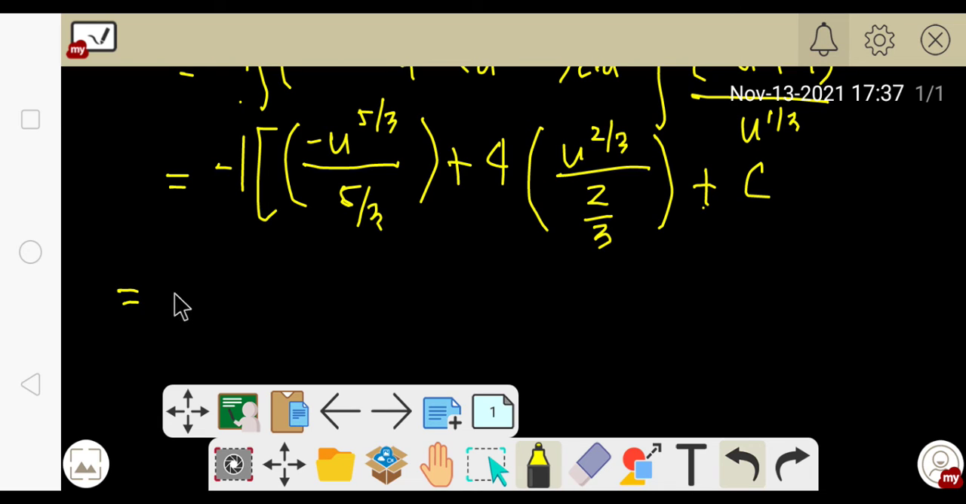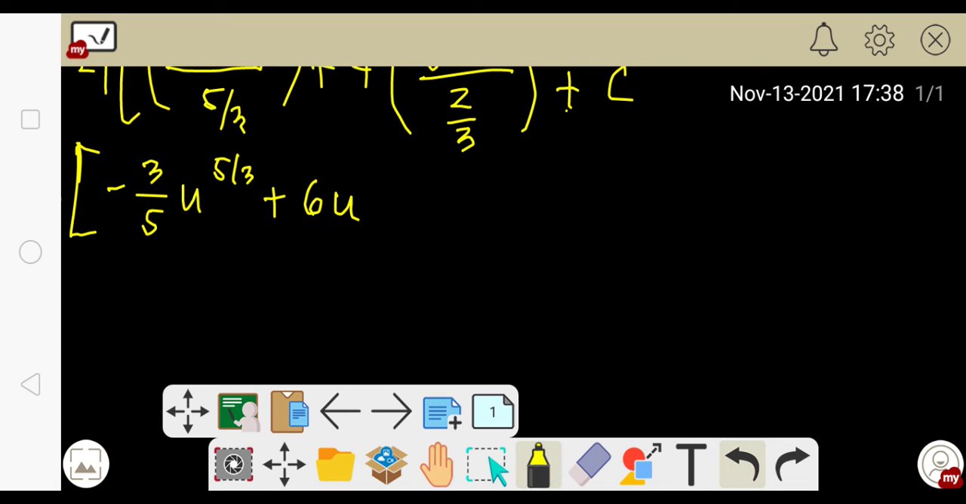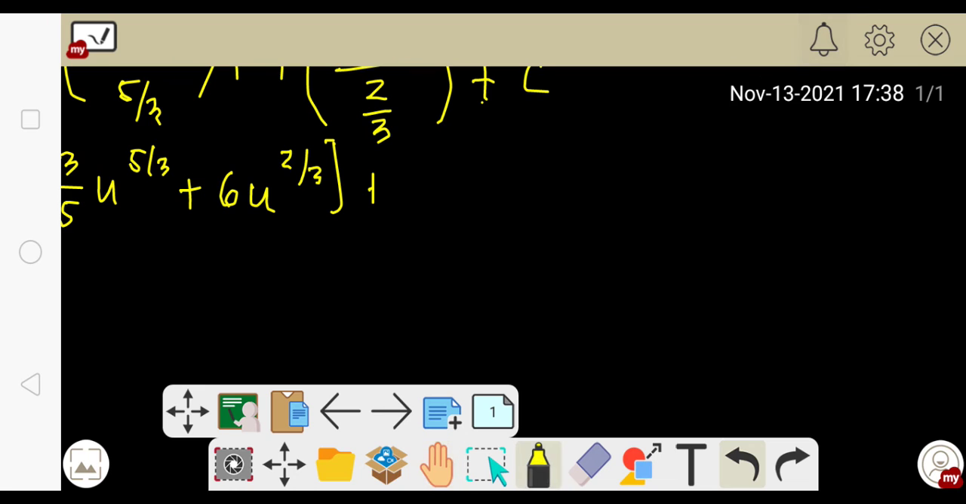So let's simplify further. We get negative 1 times the quantity negative 3 over 5 u raised to 5/3 plus 6u raised to 2/3, plus C.